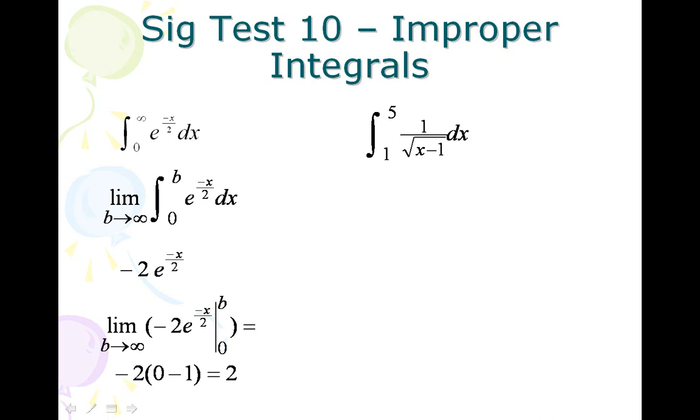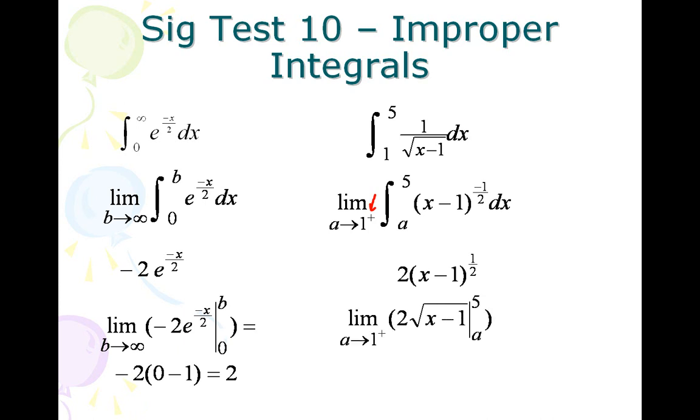In the second example, I'm undefined at x equals 1. So I'm going to replace that with a. I look at the limit as a approaches 1 coming from above. Now, if you don't have this little plus right here, I'm not going to get too worried about it. Good chance to rewrite the equation as x minus 1 to the negative 1/2. Now I can simply do my antiderivative, which is going to be x minus 1 to the 1/2, then times 2.